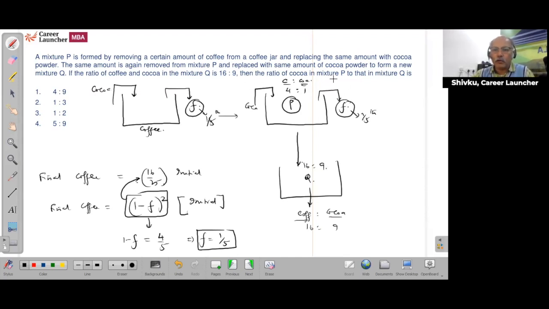What is the ratio of cocoa in mixture P, that is 1 by 5, to that? So this is 1/5 of the volume, and this is 9 by 25th of the volume. So the ratio that we are talking about is 5 is to 9.